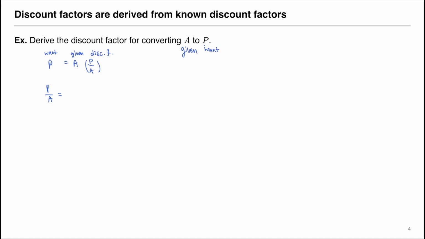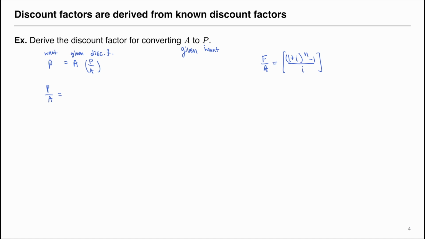And how do we get P over A? We do this by deriving it from a known discount factor. And what discount factor do we know for now? Remember that we just derived the discount factor converting from A to F. So read it from bottom to top, converting from A to F, from annuity to future value, which is equal to (1 plus i)^n minus 1, divided by i.